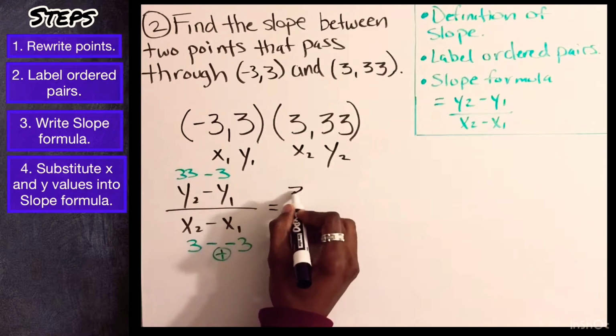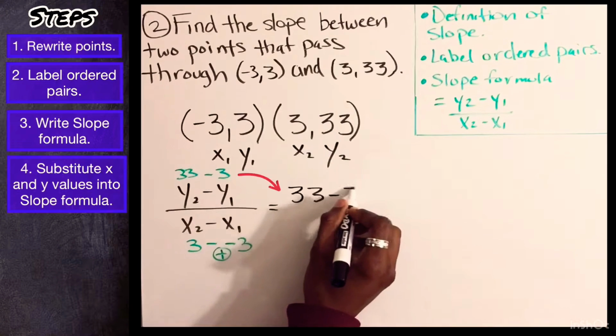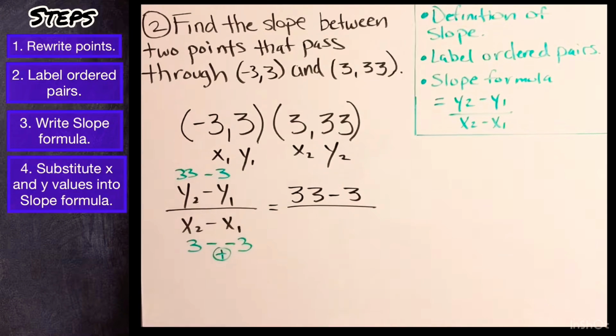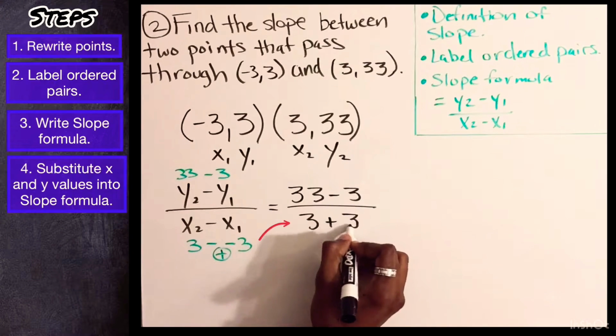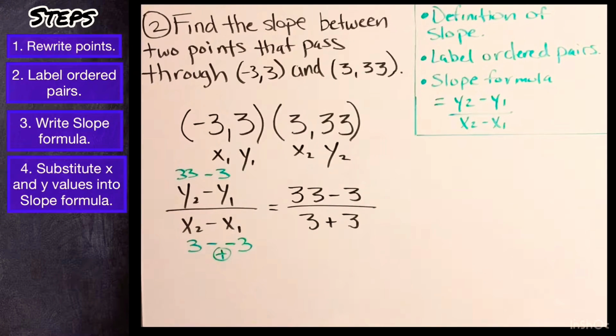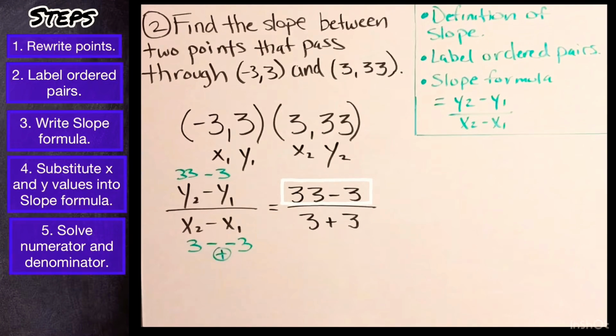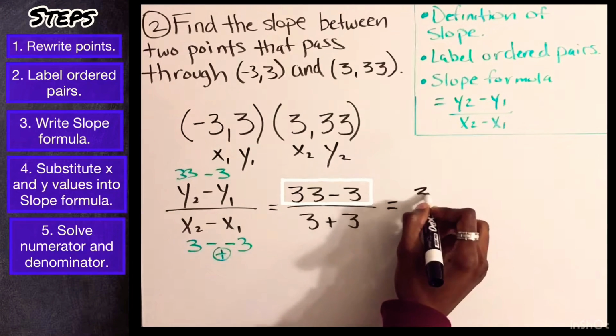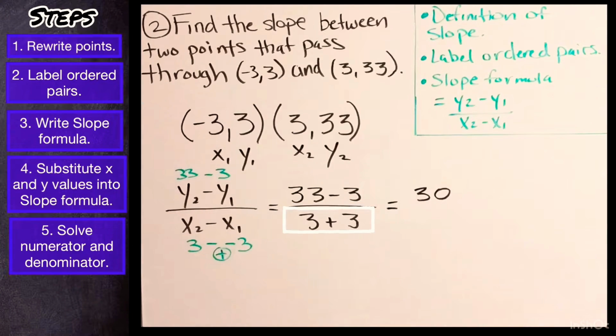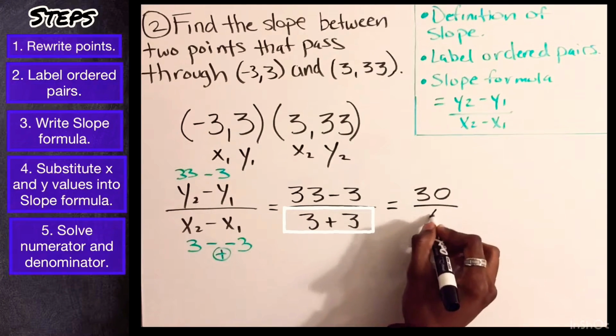So we have our numerator is now 33 minus 3. And our denominator is 3 plus 3. Step 5. Let's solve the numerator and the denominator. Now this is a real simple process. The numerator says 33 minus 3. And 33 minus 3 is 30. And our denominator says 3 plus 3. 3 plus 3 is 6.